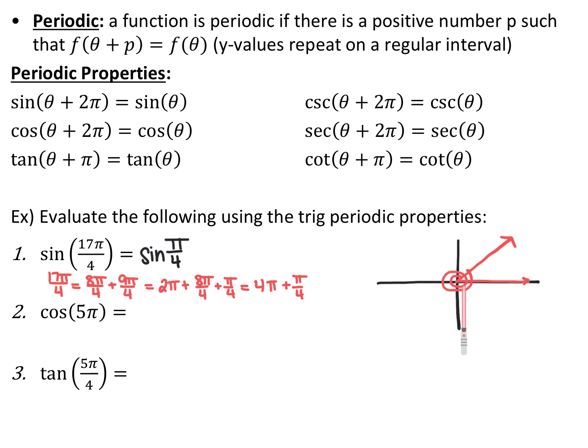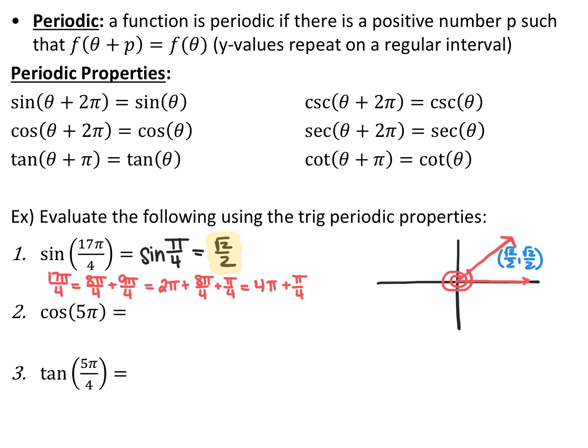So it went all the way around the circle twice and then ended at the same place as pi over 4, which means it shares the same coordinates as pi over 4, so the sine of that angle is going to be the same. So the coordinate at pi over 4 is root 2 over 2, root 2 over 2. Sine is y over r, where your radius is 1 on the unit circle. So we end up with the sine of 17 pi over 4 being the same thing as the sine of pi over 4, which is root 2 over 2.